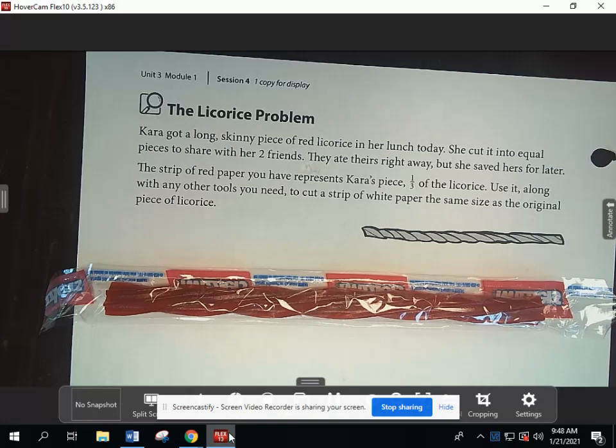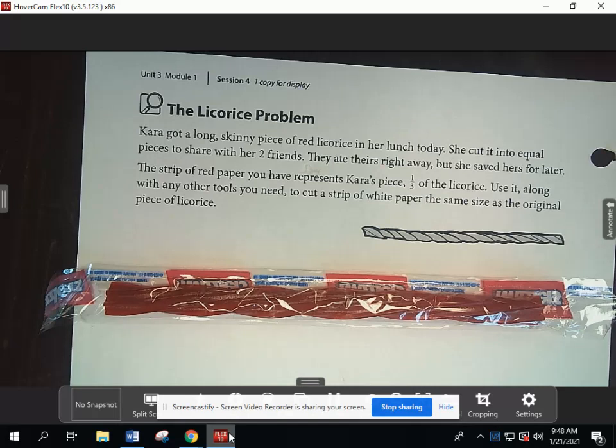Use it along with any other tools you need to cut the strip of paper to the same size as the original piece of licorice. Oh, I didn't give you a white paper. Okay, so I didn't give you the white papers. We'll have to get that.